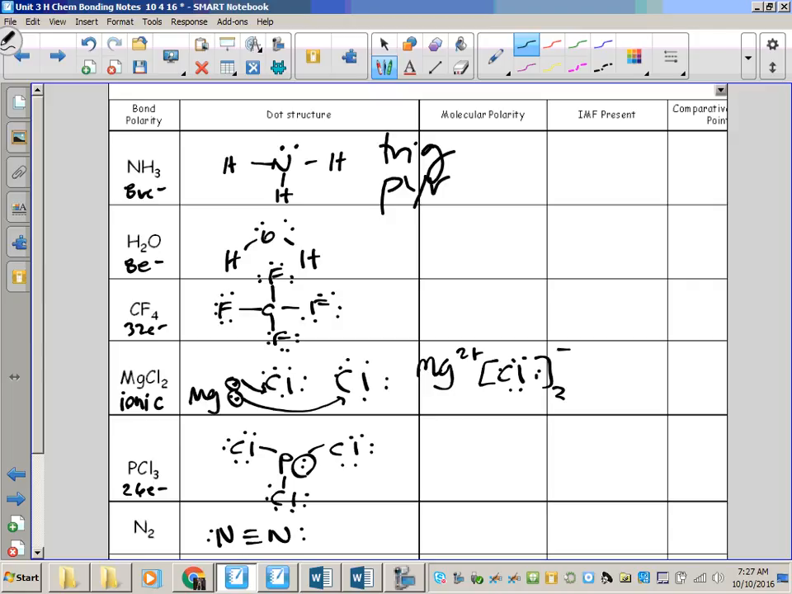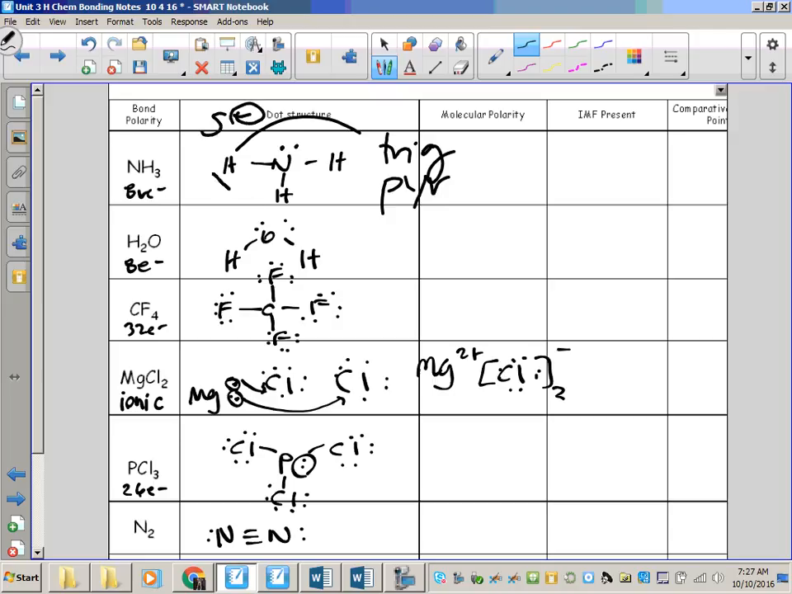Trigonal pyramidal. So if you're a pyramid, you've got a big lone pair on top. What's your partial charge on the top up here? Partial positive or partial negative? Not everybody at once. It's a lone pair of electrons, right? They carry negative charge. That should be a partial negative up here.